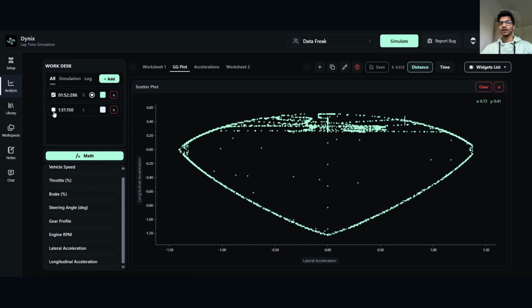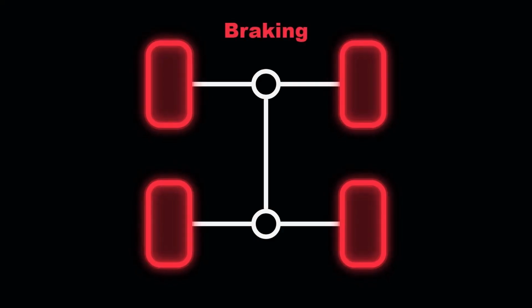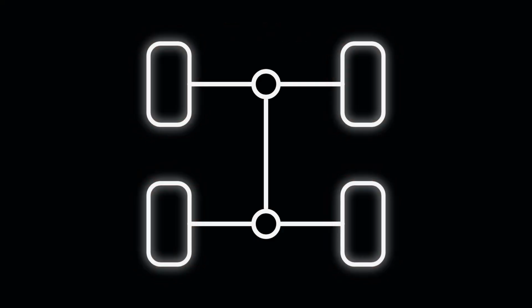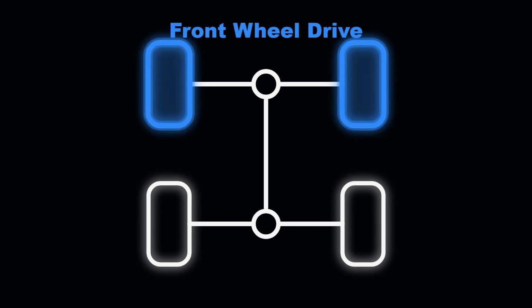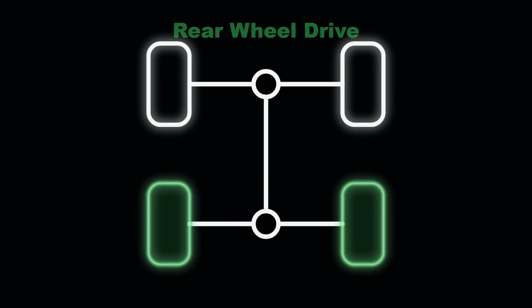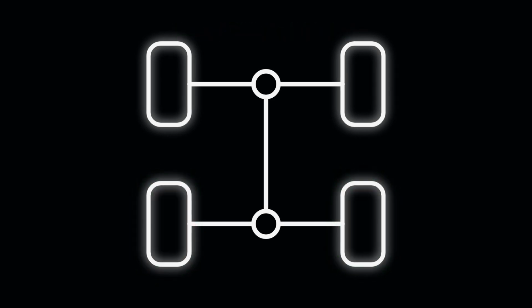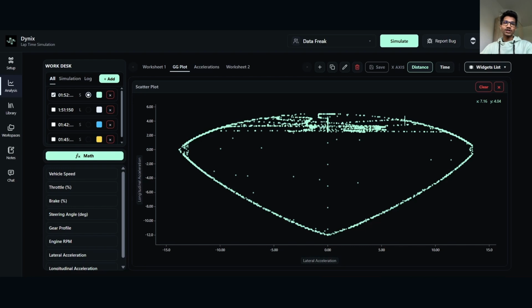But real GG plots are not perfect circles. Most cars can brake harder than they can accelerate. That's because braking can use all four of the tires and is helped by aerodynamic drag. Acceleration is limited by power, gearing, traction, drivetrain layout, which might be just one axle in most race cars, and the drag force. In addition to that, the load transfer also changes the available tire grip from front to rear and from left to right while turning.